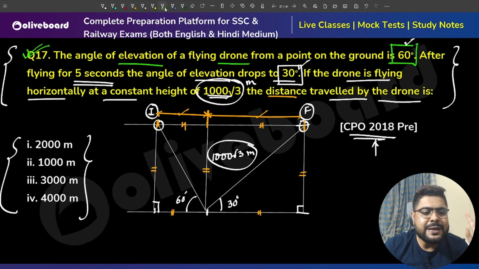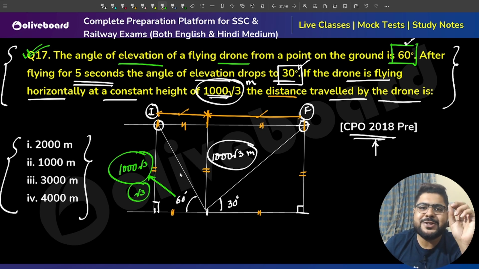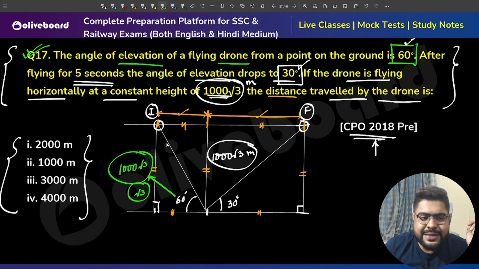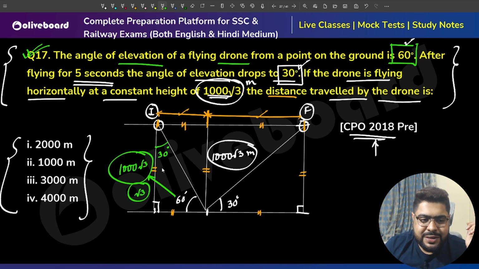Sir, 1000 root 3, I know this one, which is opposite to 60 degree, which is root 3 units. Opposite to 60 is always root 3, and I need this value. This is opposite to this angle, and this is a right angle triangle, so it must be 30, because the sum of these two must be 90. So 30 degree opposite is always 1 unit. So root 3 units is this much.